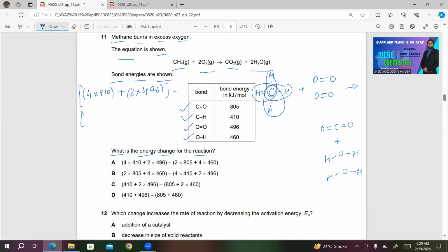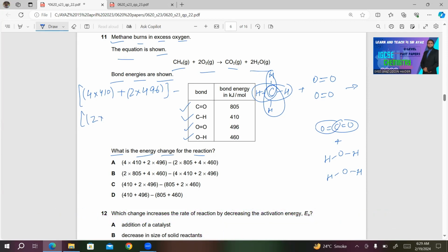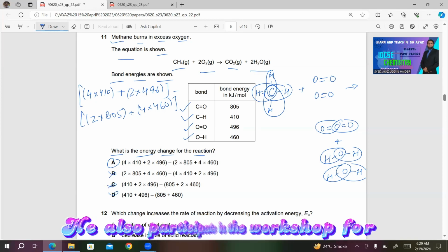On the product side, we have 2 C double bond O, so we will multiply 2 by 805, plus we have 1, 2, 3, 4 bonds of OH, so we will multiply 4 by 460. So if you look at the choices, choice A will be the right answer in this case. As you can see, the other choices are incorrect.